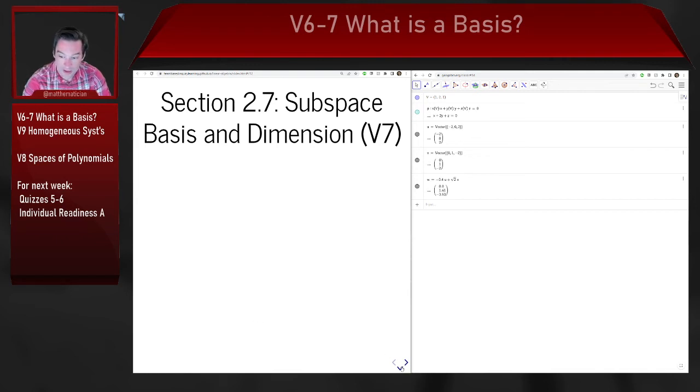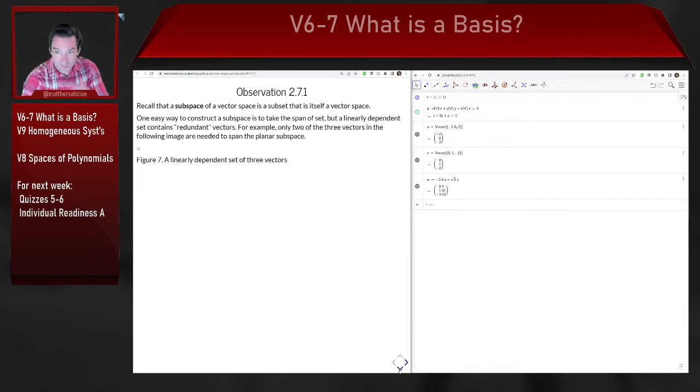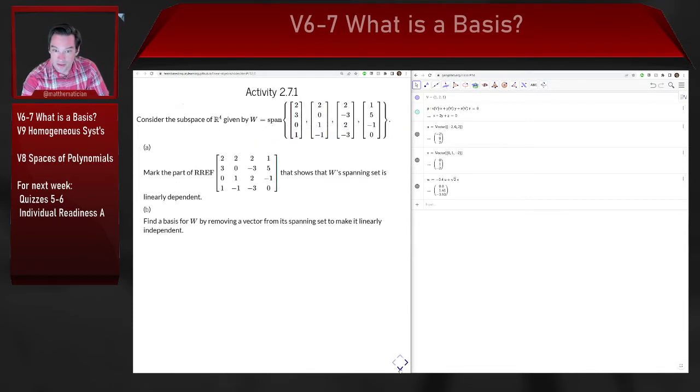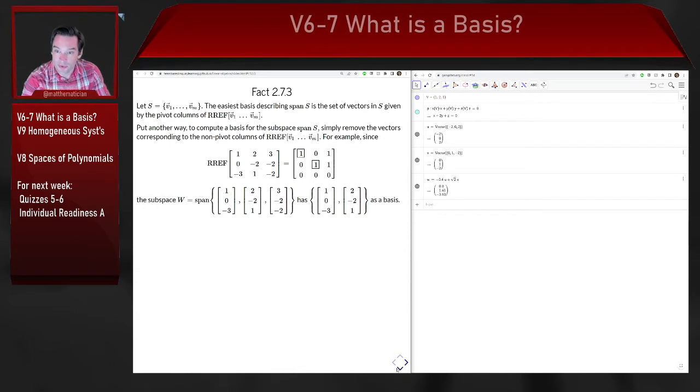So how can I discuss the dimension of a vector space? And also, how can I find a basis for a vector space? Where should I begin? So here's the idea. I'm going to skip a couple of these little activities.